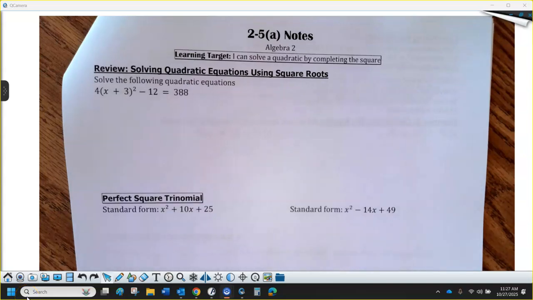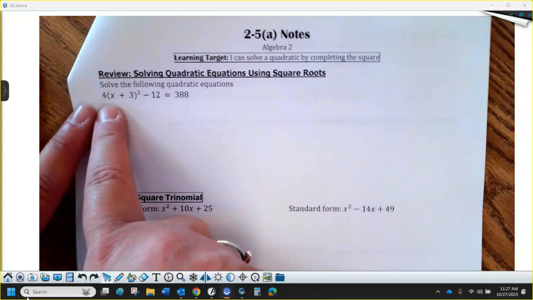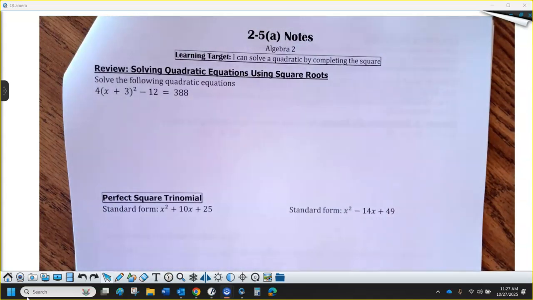Very first problem here, because this is going to be kind of similar to what you're going to see in the other problems we're going to create today. So I've just got a little review question. We got 4, and then in parentheses I have x plus 3 squared minus 12 equals 388. So if I want to solve this equation, what would you do first?